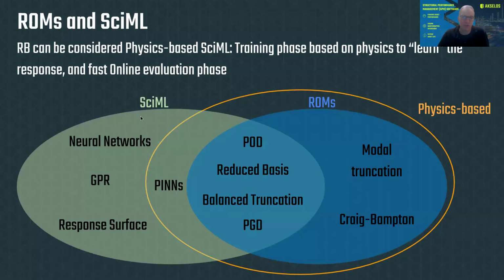There are also pure neural network methods you might not consider reduced order models because they don't have the physics aspect to them. And response surfaces similarly, they're not really reduced order models in the traditional sense. But there's a lot of overlap here, and different people might classify things differently. This is just one way you could lay it out. And you can see here, reduced basis is the focus of today's talk. You see that in the intersection here, so I would consider that kind of a foot in each camp.